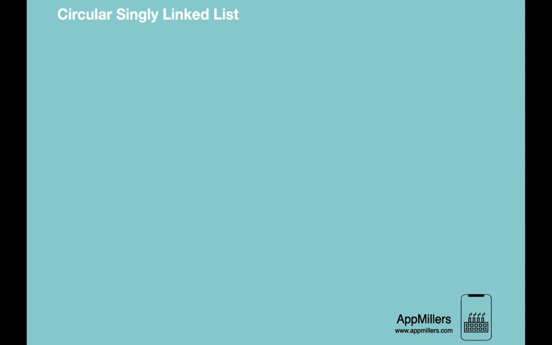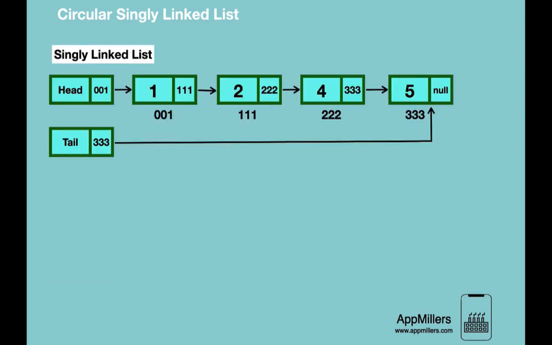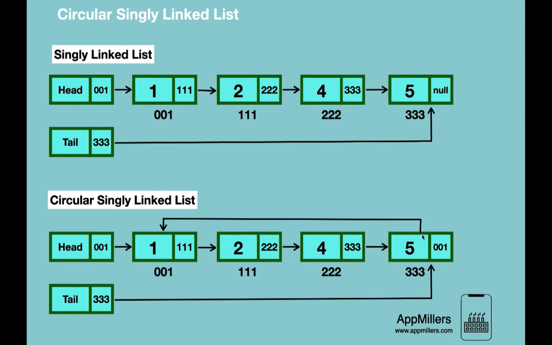Firstly, let's quickly recap what a circular single linked list is. As mentioned earlier, the circular single linked list is exactly the same as the single linked list. The only difference is that the last node in a circular linked list points to the first node over here. However, in the case of a single linked list, the last node points to null, so it's not referencing any value. But in the case of a circular single linked list, it points to the first node. As you see, the reference of the last node is the physical location of the first node over here, which is 001.